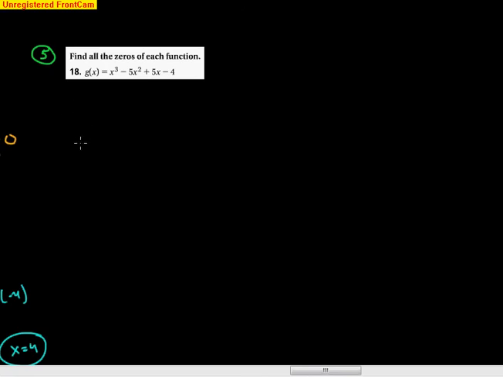So we need to find all the zeros of the function. And I'm actually going to change this problem. Give me 1 second. Okay, so this is the problem I want to look at. Alright, 2x cubed plus x squared plus 1.